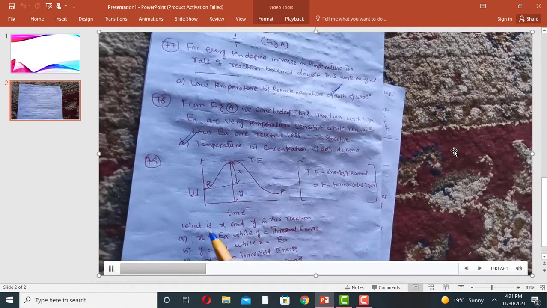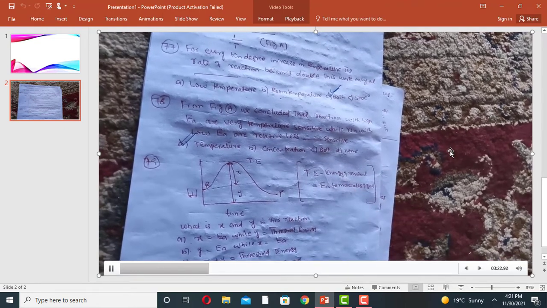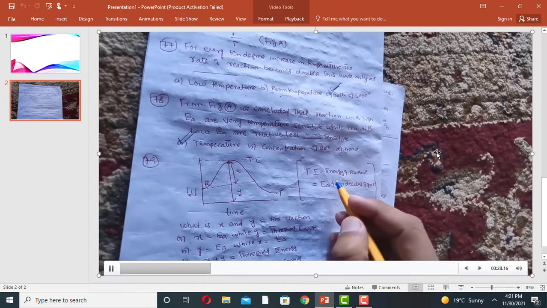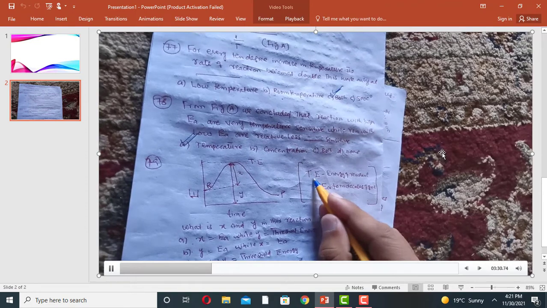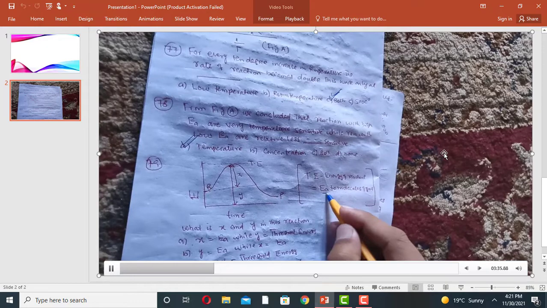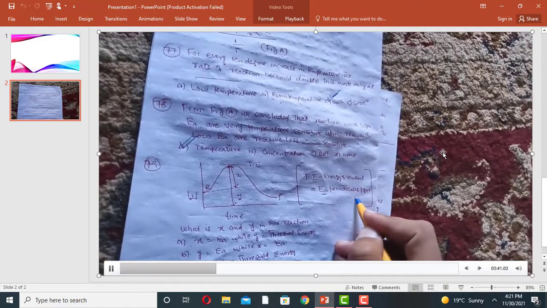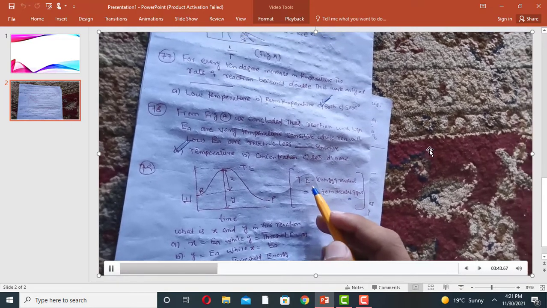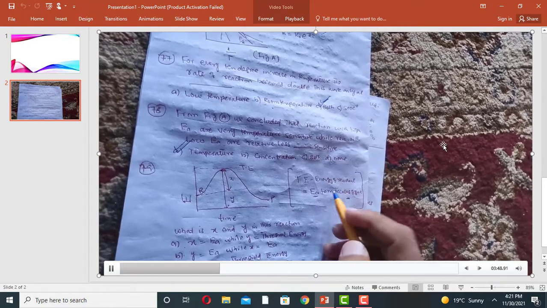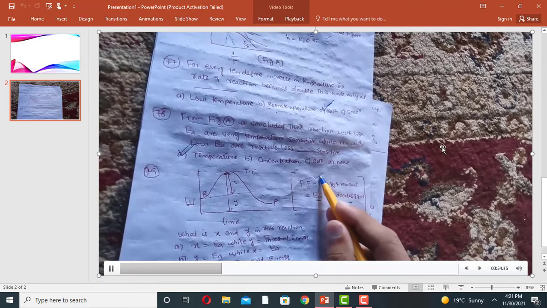So what are X and Y in this reaction? This is the energy of the reactant. It is the threshold energy. Ea is the activation energy. So the threshold energy minus the energy of the reactant molecule is equal to the activation energy of the molecule. This is a relation; just ignore it at this time.